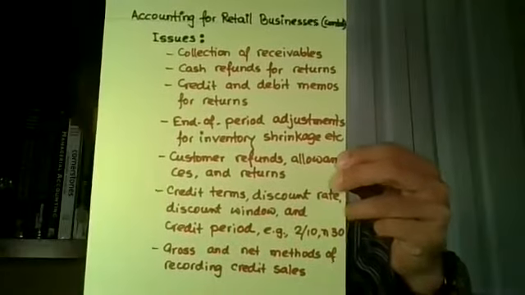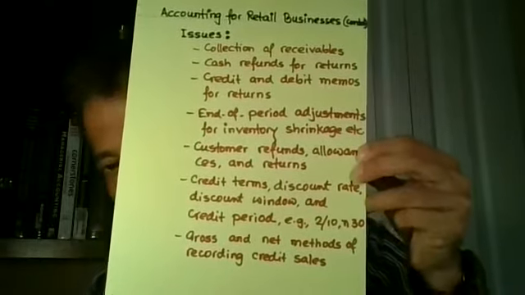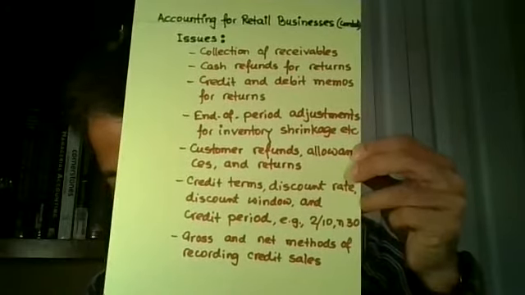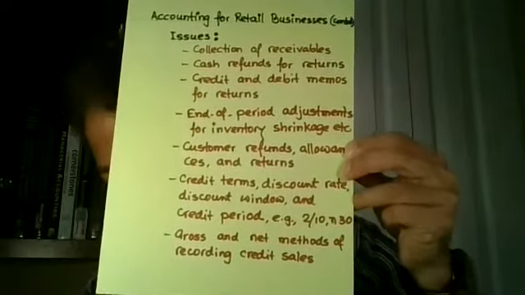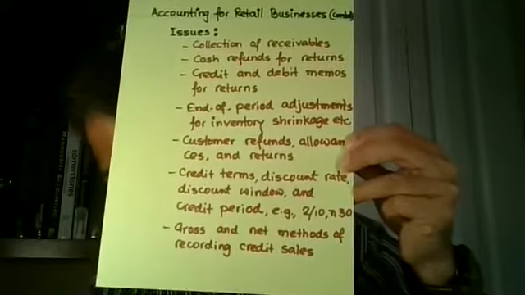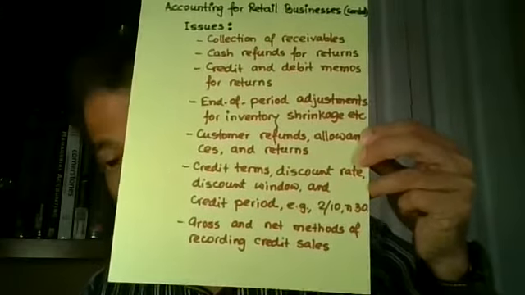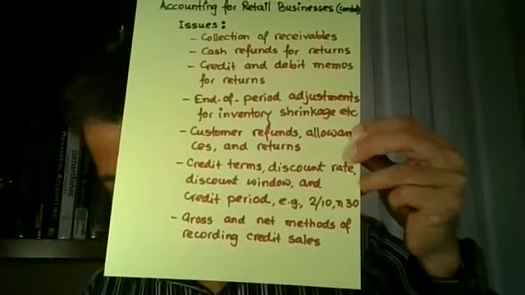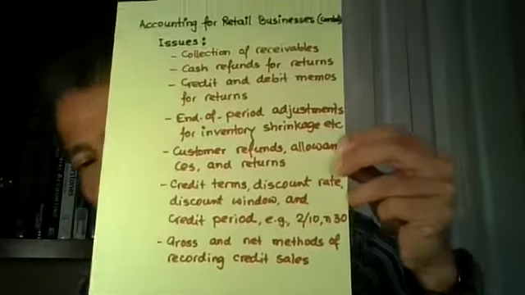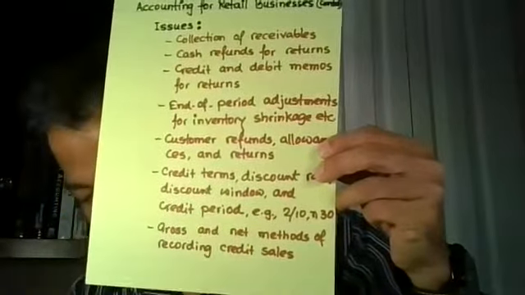So this includes collection of receivables, like when you sell, then at some point you'd like to collect your money, your sales revenue, and cash refunds for returns, then credit and debit memos for returns, depending on whether it's a purchase return or a sales return, then end of period adjustments for inventory shrinkage, or overage if you're lucky, then customer refunds, allowances, returns, credit terms in particular, discount rate, discount window or discount period, and credit period or credit window. So credit terms such as 2/10 net 30, as you can see here, or similar ones.